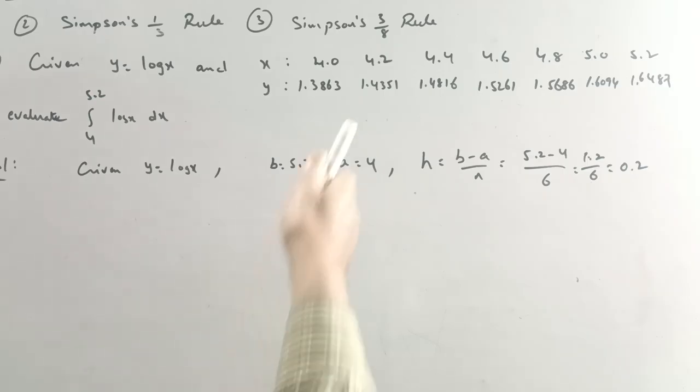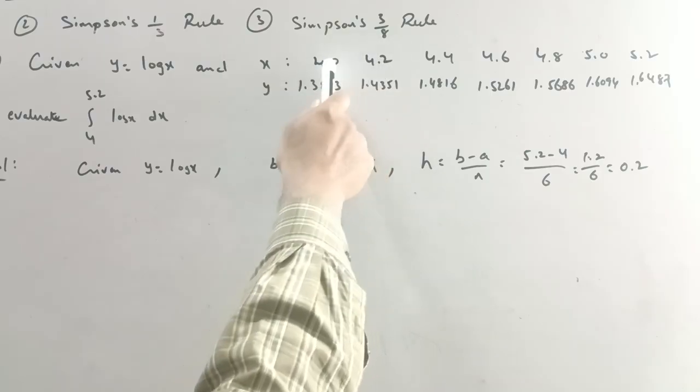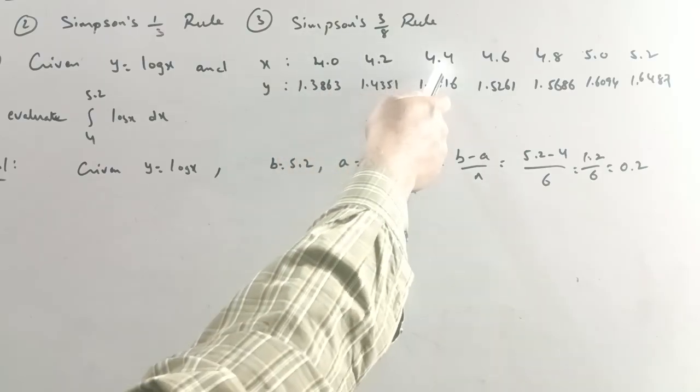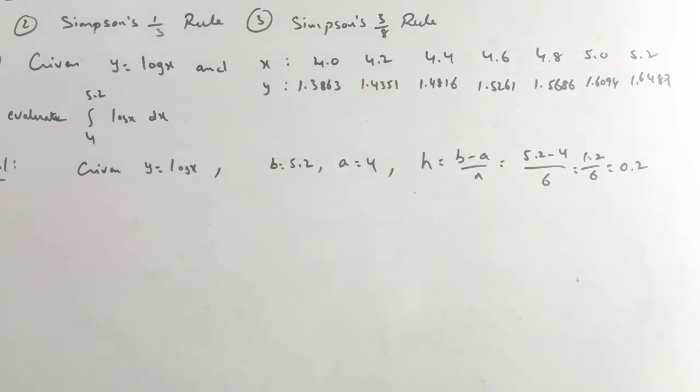Otherwise, if you want to calculate directly from here, you can calculate the h value. 4.2 minus 4, 4.4 minus 4.0. That means the common difference should be the same. So 4.2 minus 4 is how much? 0.2. So we got the h value, right?